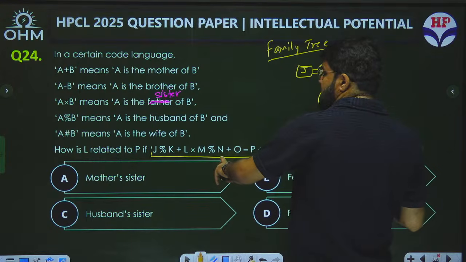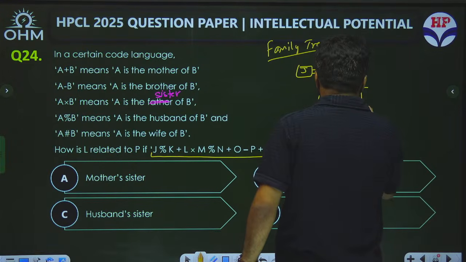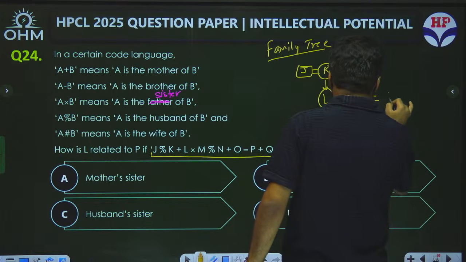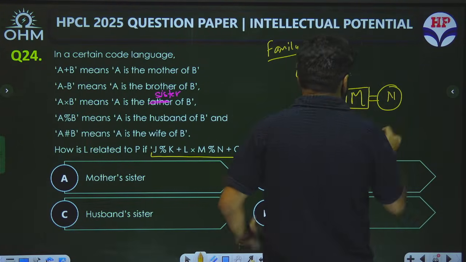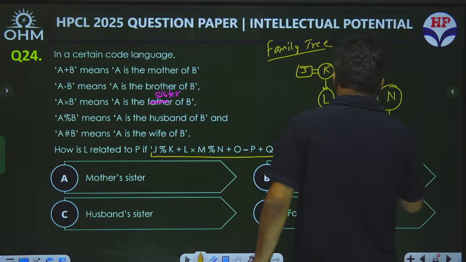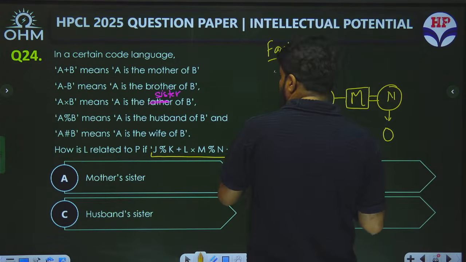Okay, then M percent N. M is the husband of N, so N is the wife, female. Then N plus O. Plus means mother, so N is the mother of O. O minus P.